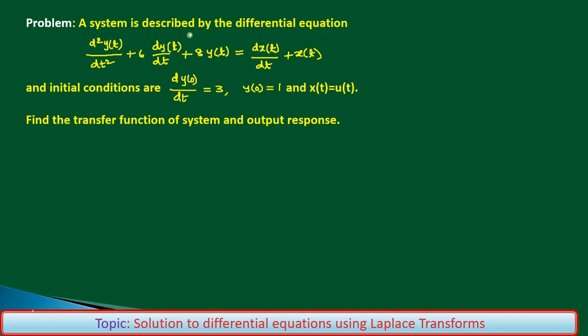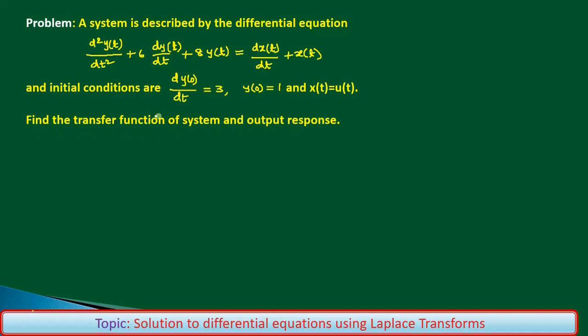A system is described by the differential equation: double derivative of y of t plus 6 derivative of y of t plus 8 y of t equals derivative of x of t plus x of t. And initial conditions are derivative of y of 0 equals 3, y of 0 equals 1, and x of t is u of t. Find the transfer function of the system and the output response.